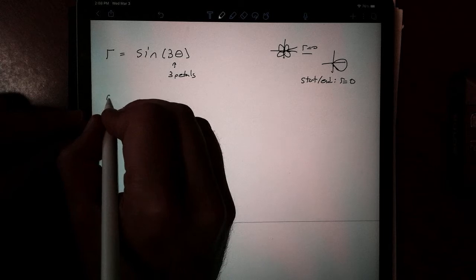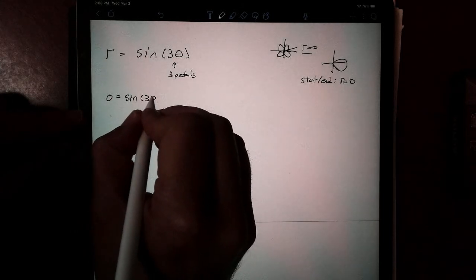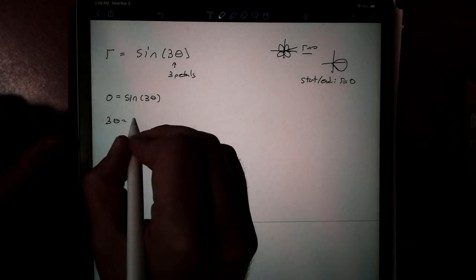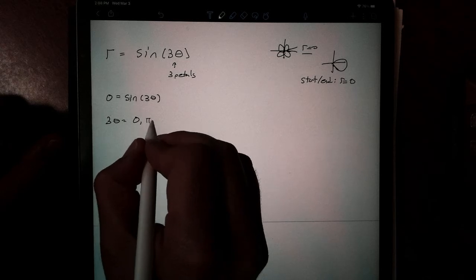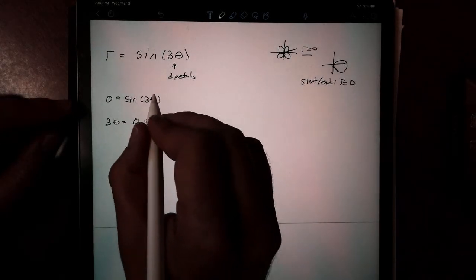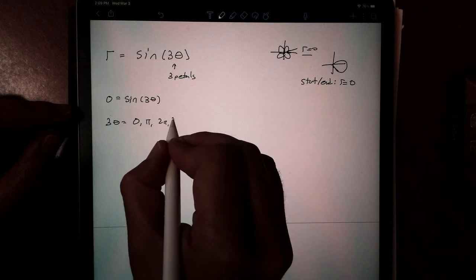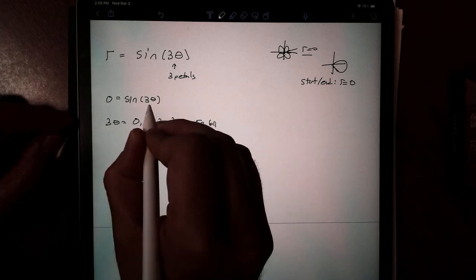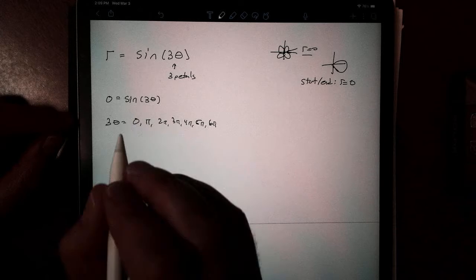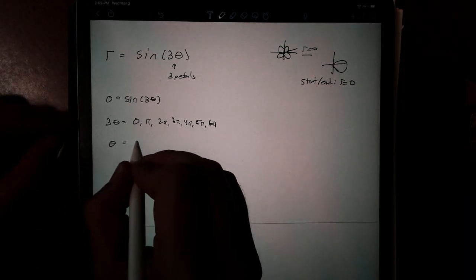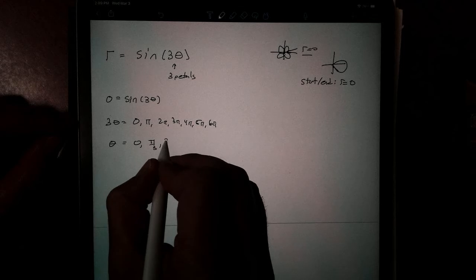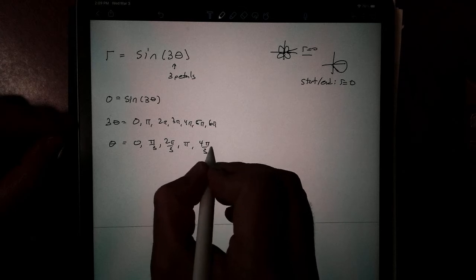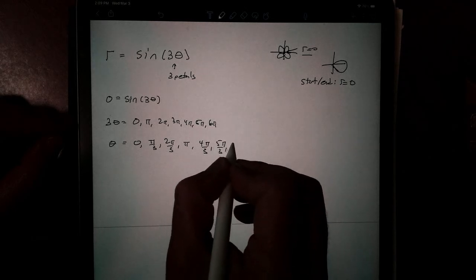So let's see here. If I set my radius to 0, we get sine of 3 theta equals 0. I can solve this. Where is sine equal to 0? Well, sine is 0 at 0, pi, 2 pi, 3 pi, 4 pi, 5 pi, 6 pi. Remember, I've got to go around the circle 3 times because I've got this 3 theta right there. And if I divide by 3, I get 0, pi over 3, 2 pi over 3, pi, 4 pi over 3, 5 pi over 3, and 2 pi.